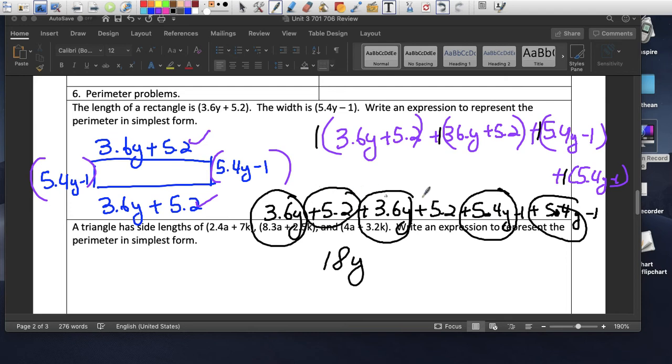And then 5.2 plus 5.2 is 10.4. 10.4 minus 1 is 9.4, minus 1 again is 8.4, so plus 8.4. So the perimeter of that rectangle is represented by this expression.